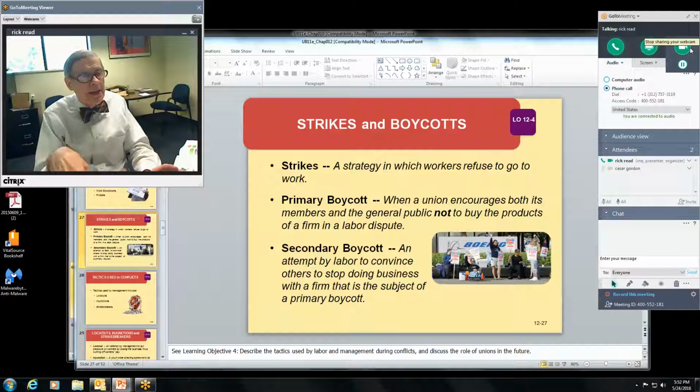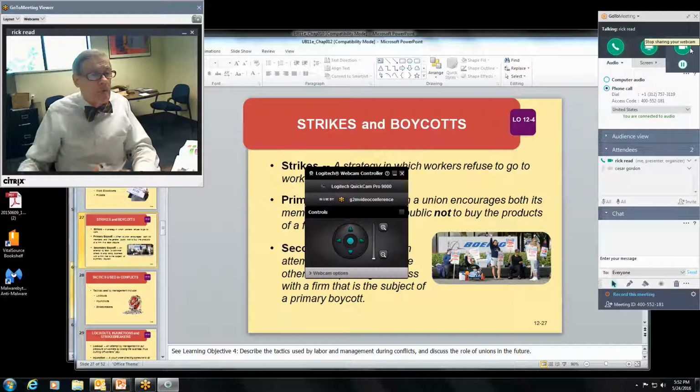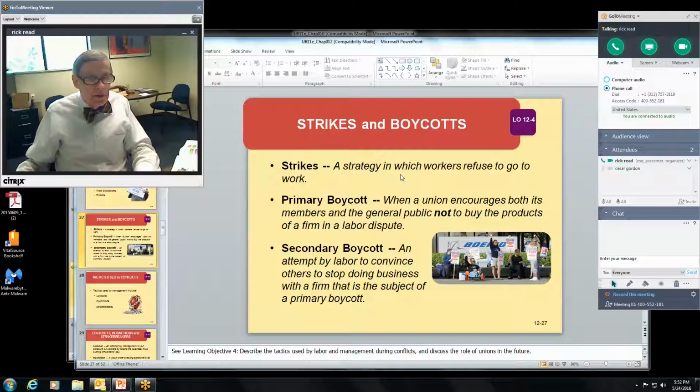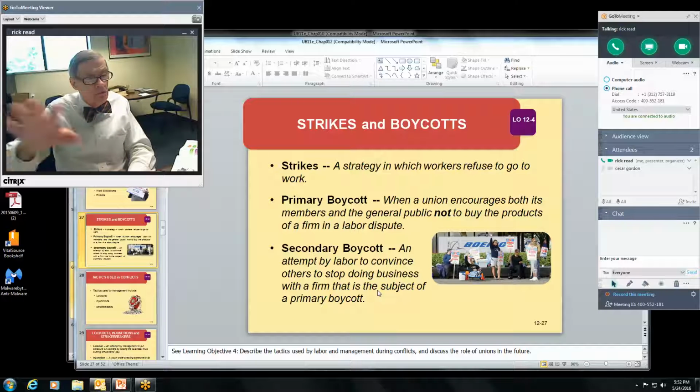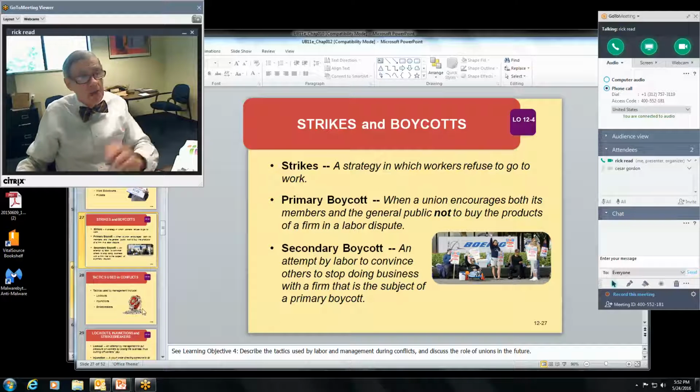Secondary boycott is when they stop doing business with other firms that are subject of the primary boycott. So convince others to stop doing business with a firm that is subject to the primary boycott. So, don't sell to XYZ, don't ship them materials, et cetera, but we're striking against them.